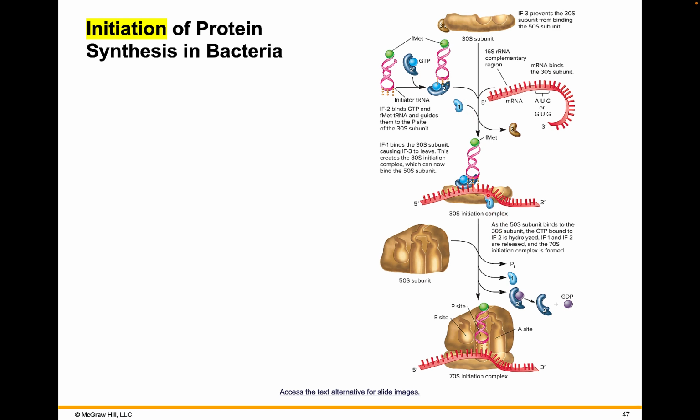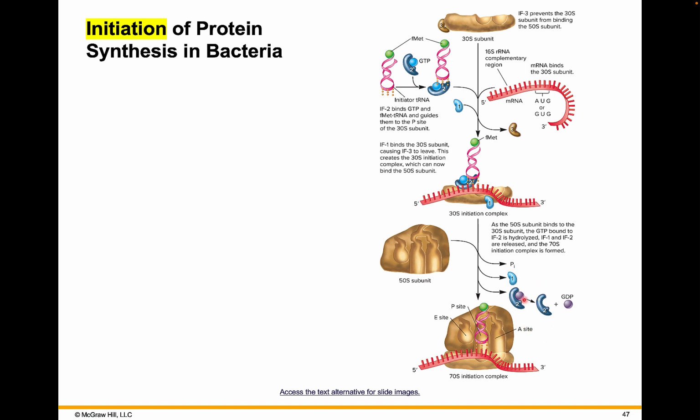So IF1 binds to the 30S initiation complex. This ternary complex, mRNA and IF1, this is the 30S initiation complex. And now the 50S subunit can bind to the 30S subunit. And this is the GTP. Now what happens is that the GTP bound to IF2 is hydrolyzed, and IF1 and IF2 are also released.